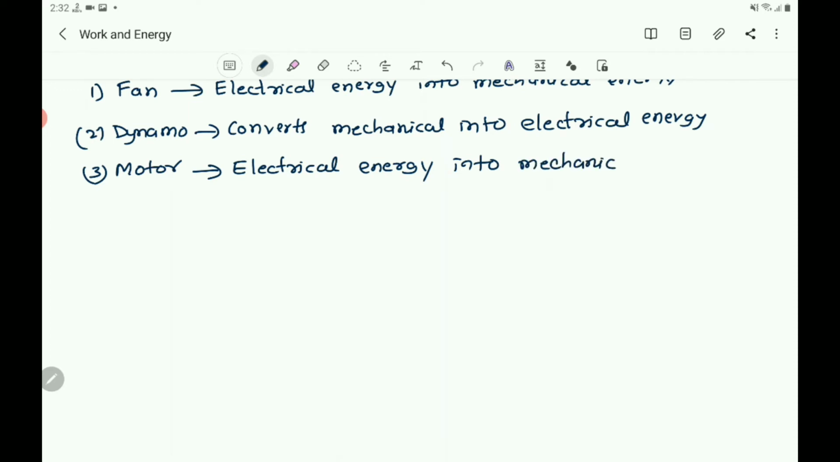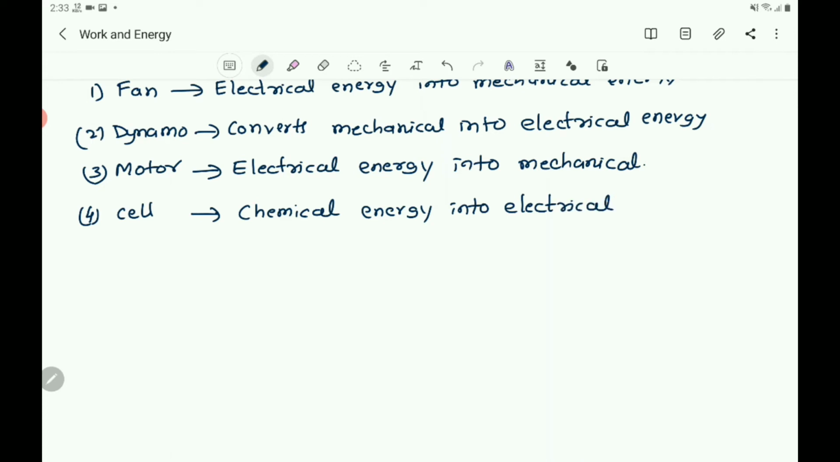We are using the motor in mixer, grinder, fan, washing machine, etc. In all the devices, motor converts electrical energy into mechanical energy to run the machines. And also, let us take the cell. Cell converts chemical energy into electrical energy. You know the battery cell that converts chemical energy into electrical energy.